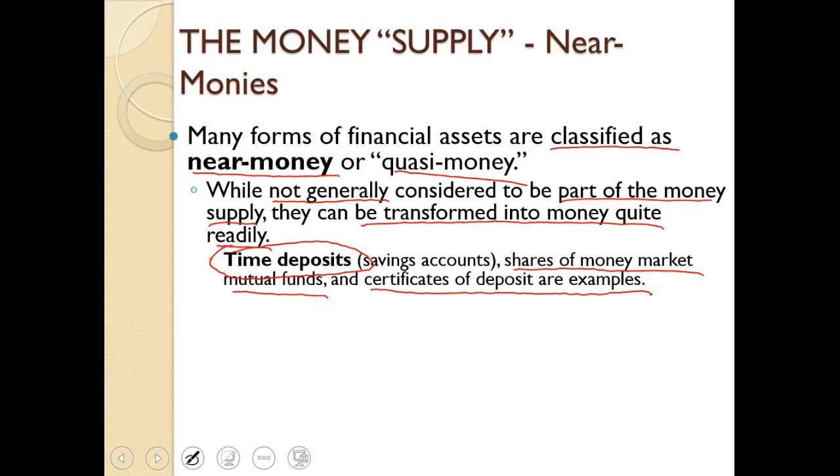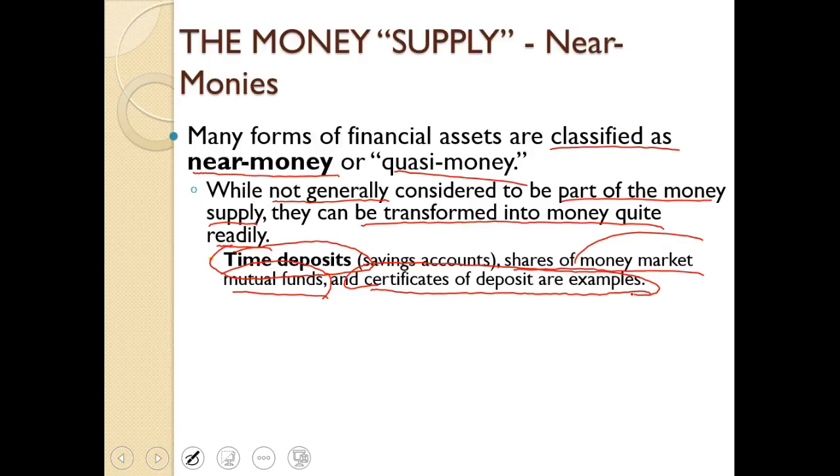So, if you think about your savings account or a CD or a certificate of deposit, you take money, you put it into these accounts, you put it into these deposits, and the whole idea behind a time deposit is that you leave your money in there, and over time, it actually increases your wealth by obtaining interest. And this happens in shares of money market, mutual funds, certificates of deposits, and even your savings accounts. But you can take your savings account at any given point in time and transfer it into a checking account, and now it becomes part of the money supply.